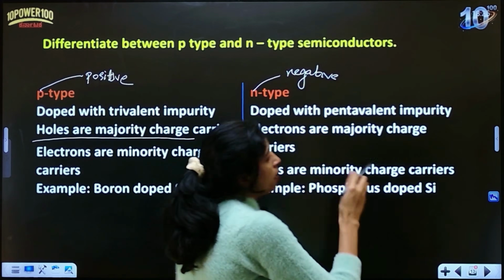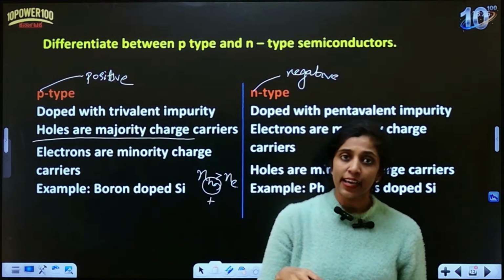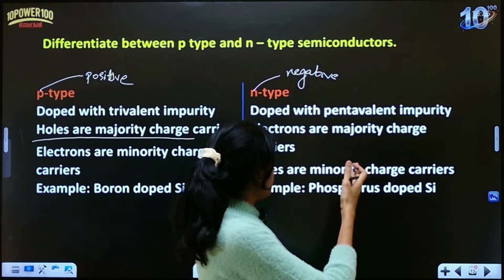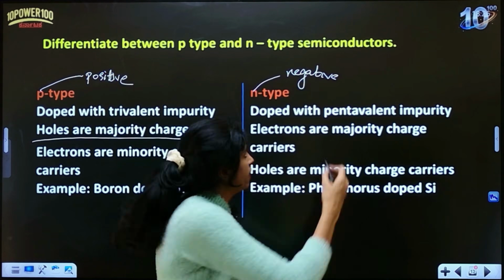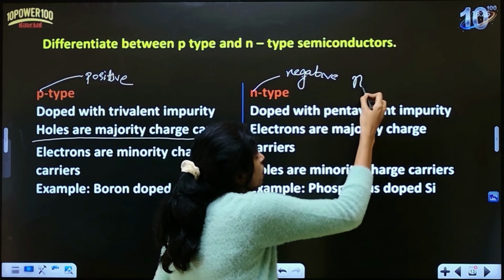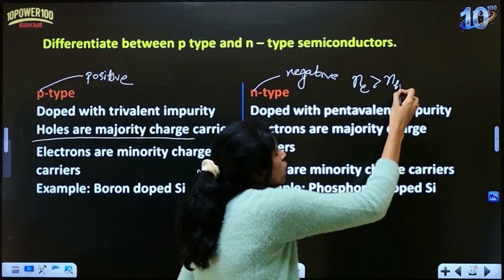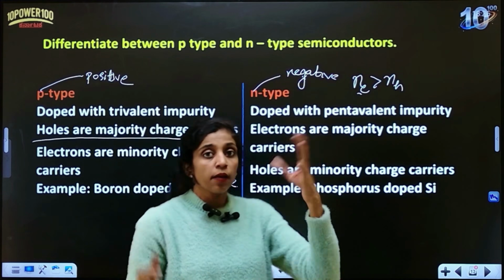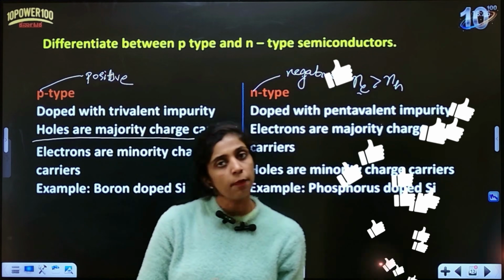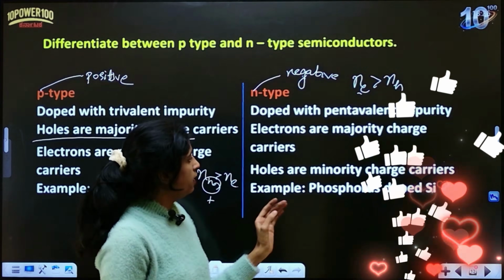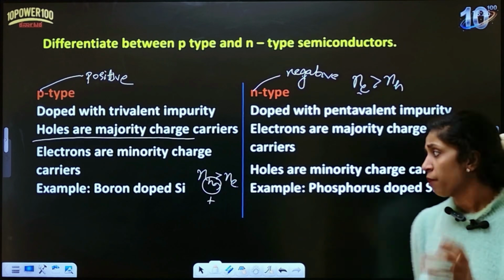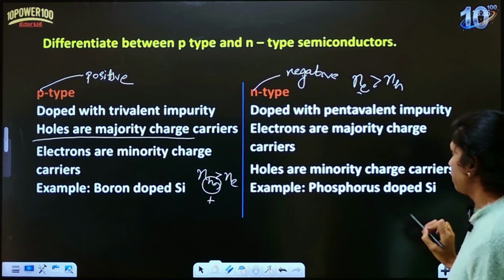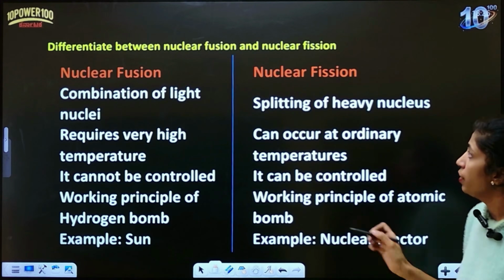Similarly, what is N-type? N-type is something you are doping with pentavalent impurities. Pentavalent impurities like phosphorus, all these you can consider as an example. Here, the name itself tells it's negative, right? Therefore, number of electrons is greater than number of holes, where we can say that electrons are majority charge carriers, where holes are minority charge carriers. So therefore, the example is phosphorus doped with silicon. Okay, yeah, that's it. Now, moving to the last question.